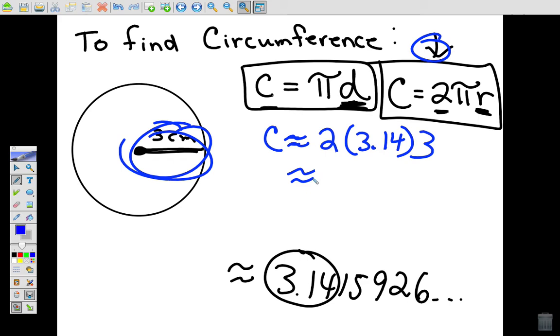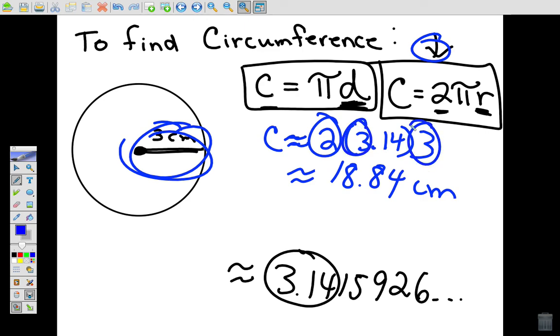And I get about 18.84. And this was in centimeters, so the distance around this circle would be about 18.84 centimeters. Now if I want to just get a quick estimate, if I did this correctly, just mentally take 2 times 3 times 3. Let's see, 2 times 3 is 6, 6 times 3 is 18. Yeah, my answer is reasonable.